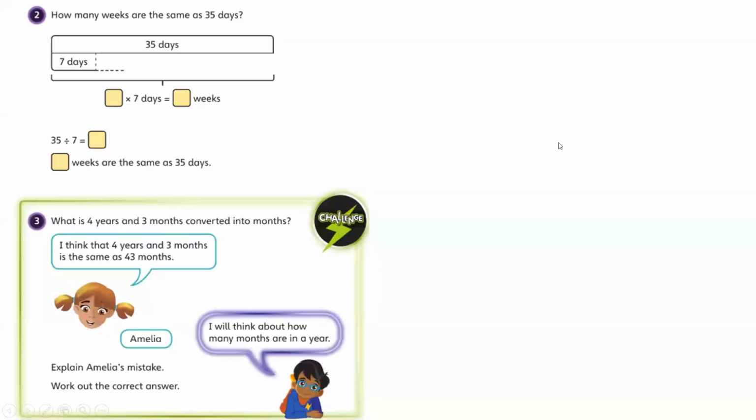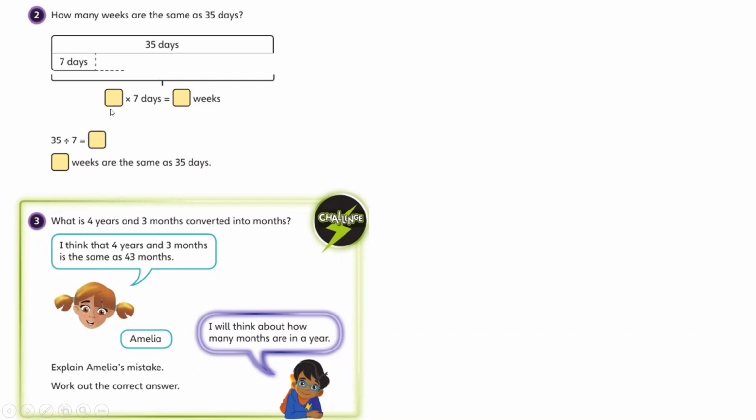Right, now we're moving on to question 2. How many weeks are the same as 35 days? So in our bar graph, we've got 35 days as a whole, and we want to convert that into how many weeks, and we've started that already by saying that there are 7 days, okay, in 1 week. So we want to know how many 7 days equals how many weeks. All right, that's what we're trying to do here.